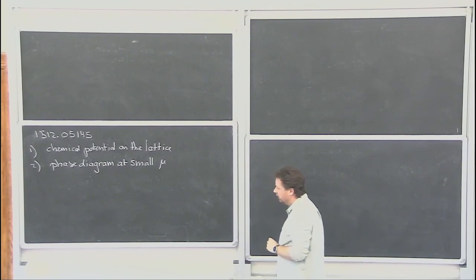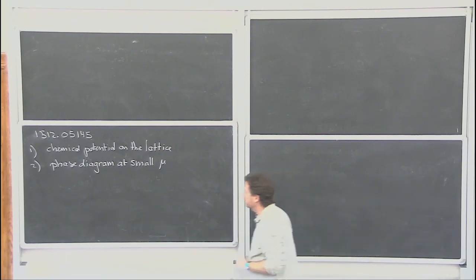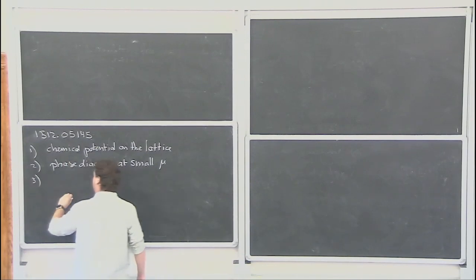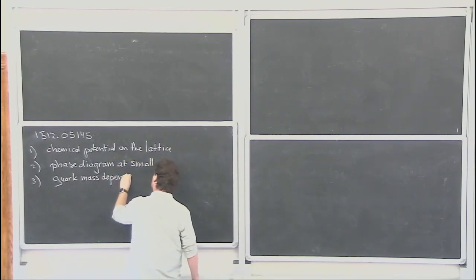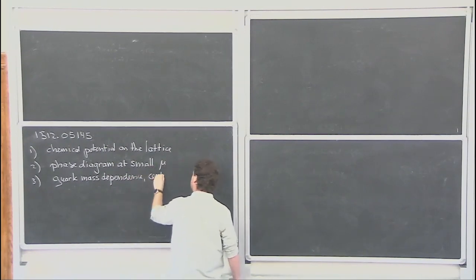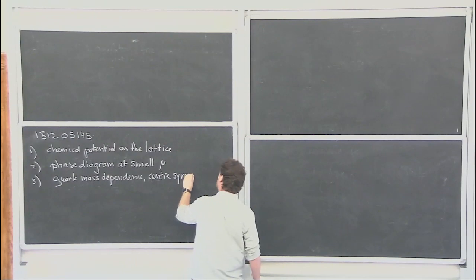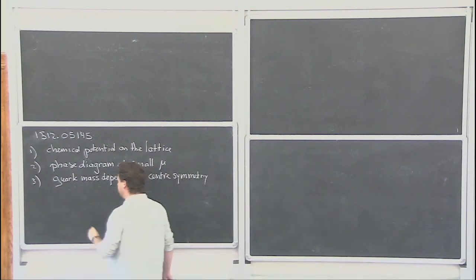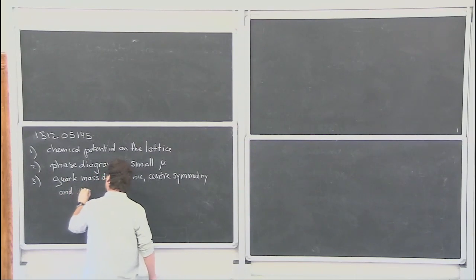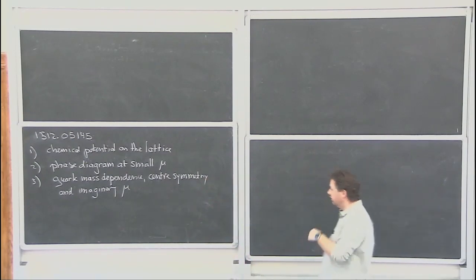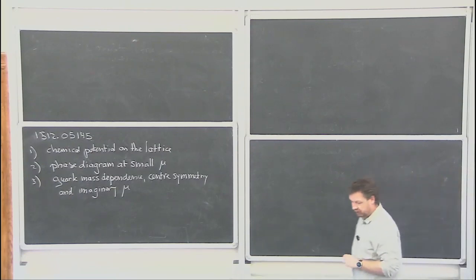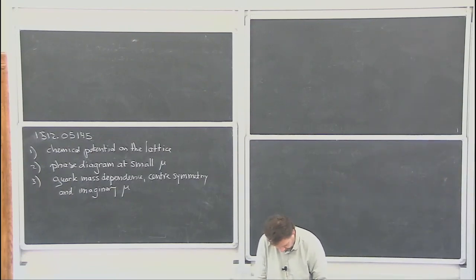And then the third part, which will take the longest and will carry over till tomorrow, is basically an extended discussion of the quark mass dependence. Center symmetry. And imaginary mu. So these three things are all related, and they fill up the phase diagram in quite a nice way.